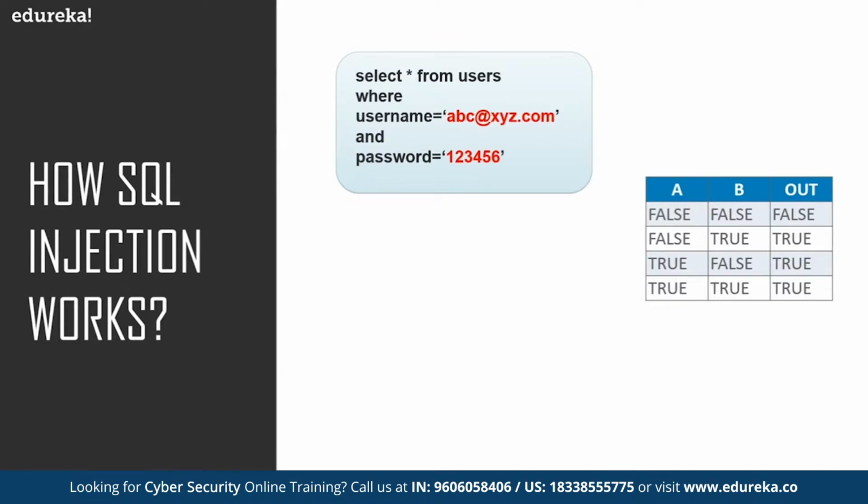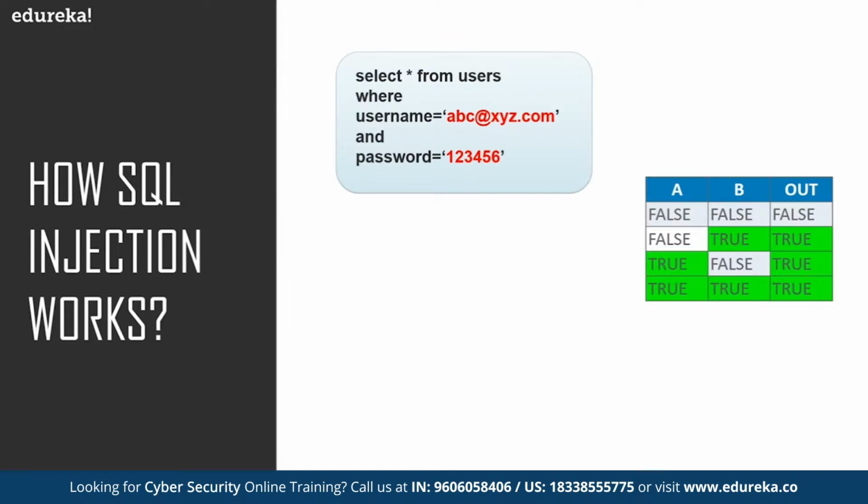Now what you have to observe here is that when one of the inputs is true, then irrespective of what the other input is, the output is always true. So whenever there's one input true, the output is always true. And we'll be using this feature of the OR function in the SQL injection attack.